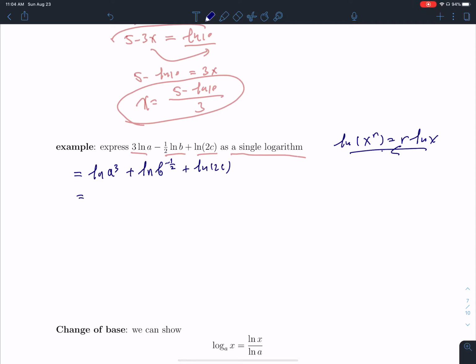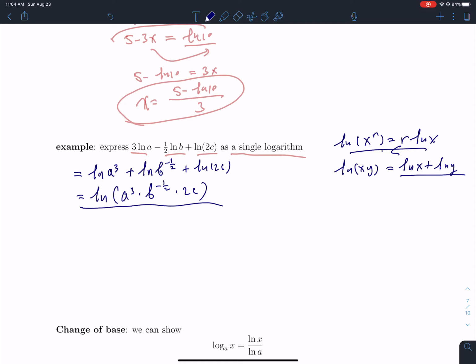And then we have another rule or law we can use. The sum of 2 logs with the same base is the log of the product of those 2 numbers. So this is log of a to the power 3 times b to the power negative 1/2 times 2c. So this is our answer.